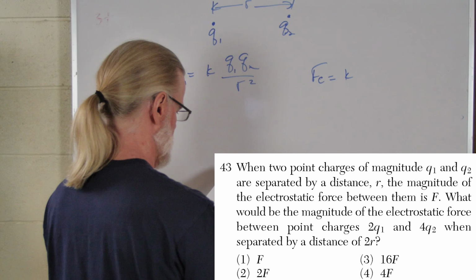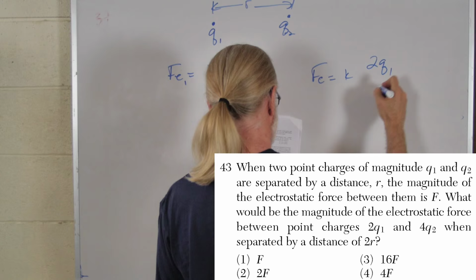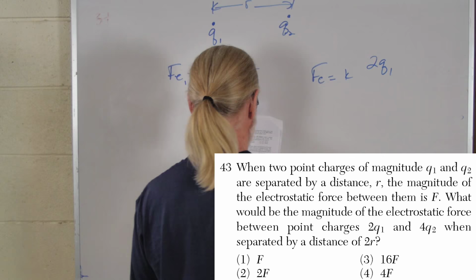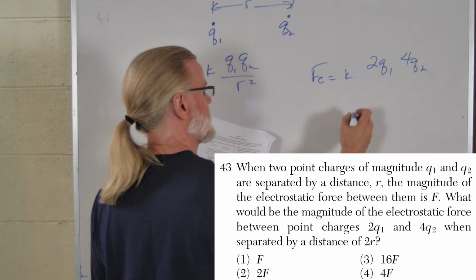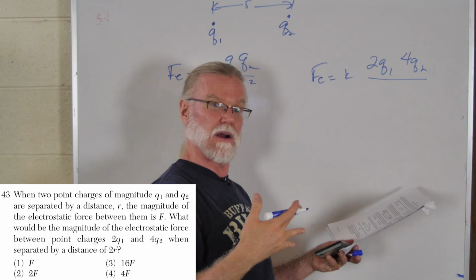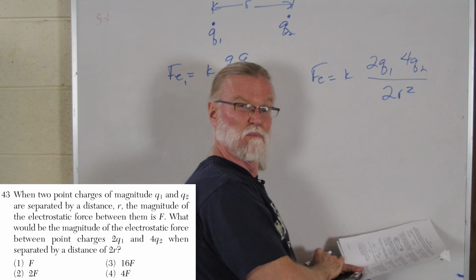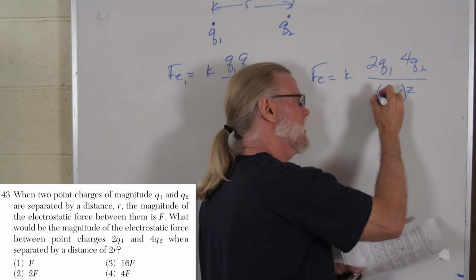We have 2 times Q1, and we have 4 Q2, so you have bigger charges, and how much are they separated by? 2R. Now, this is where you have to be careful. This is where you could really mess things up a little bit. If you just say 2R squared, I would go, no, no, no. You need to square the whole denominator.